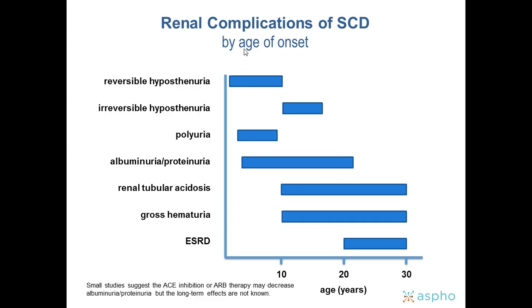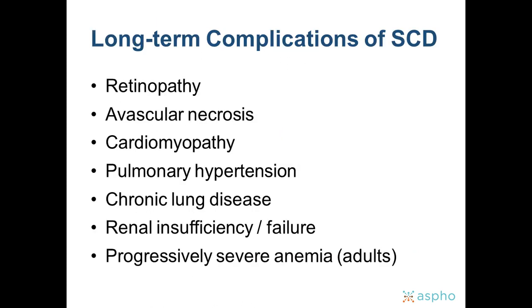The kidney is affected by sickle cell disease, unsurprisingly. There's reversible, and it depends on the age, from urinary concentrating defects to glomerulopathy, tubular acidosis, and even end-stage renal disease, which is associated with high mortality. There are some small studies of ACE inhibitors and ARBs, but the jury is still out. These are some of the long-term complications to know about. They just want you to know that this can happen.